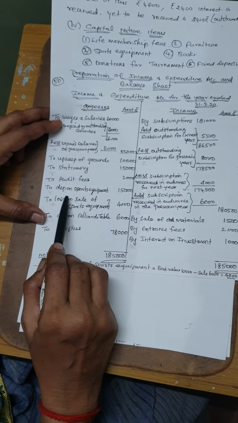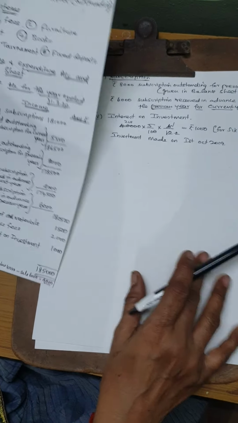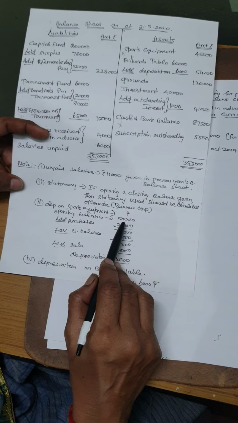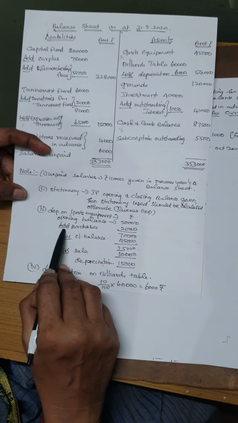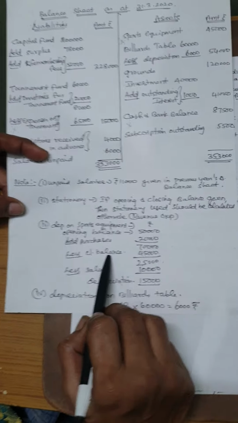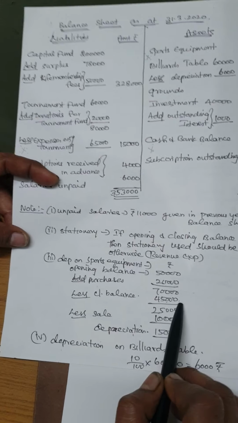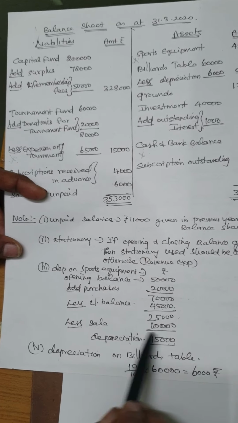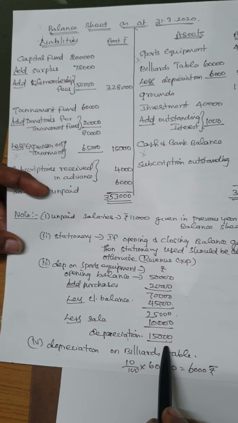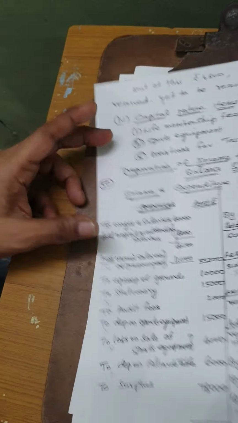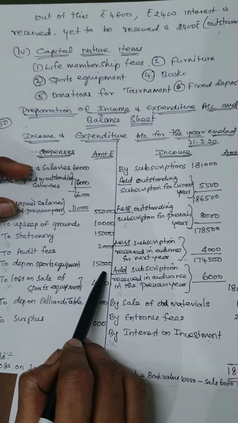Audit fees 2,000. Depreciation on sports equipment 15,000. This is nothing but: sports equipment opening balance is given in the balance sheet, 50,000. During the year, purchase is given in the receipts and payments account. Closing balance is deducted from that, which is given in the adjustment. So you get 25,000. Sale of sports equipment is available in the receipts and payments account. So if you minus that, you will arrive at the difference. That is nothing but depreciation on sports equipment, and that is only taken here as depreciation on sports equipment.